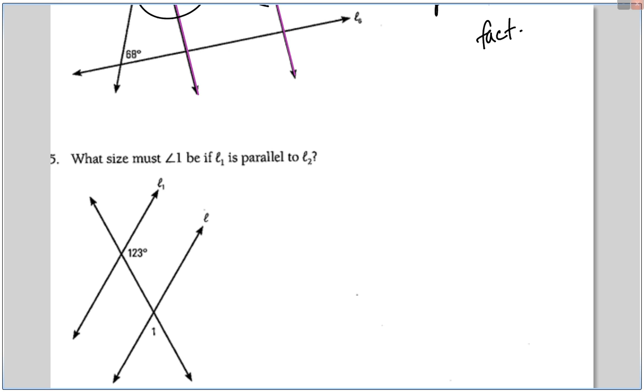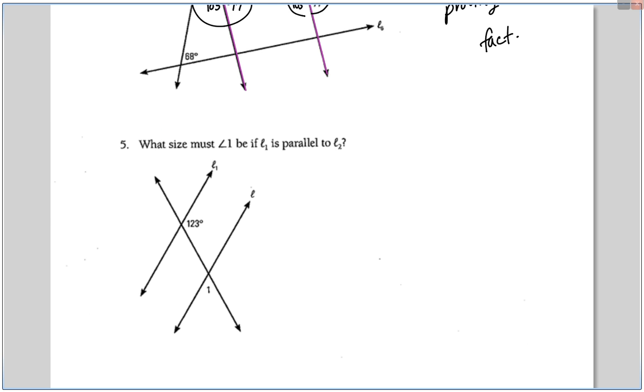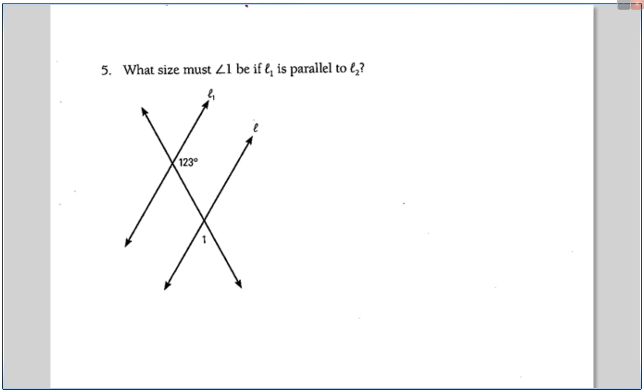All right, into number 5. What size must angle 1 be if L1 is parallel to L2? So there's a number of ways to do this. I just like to get all the points. So vertically opposites are equal. Subtract from 180 using supplement. So this is 57, 57.